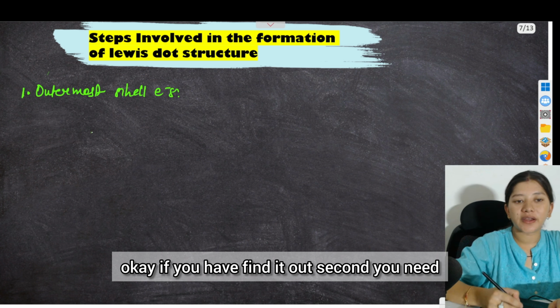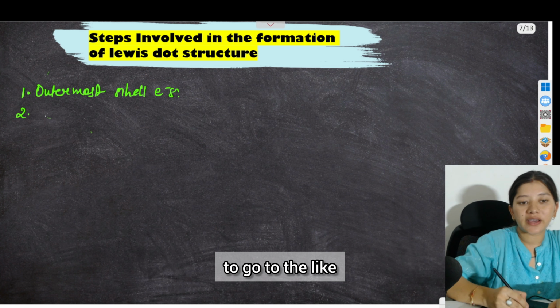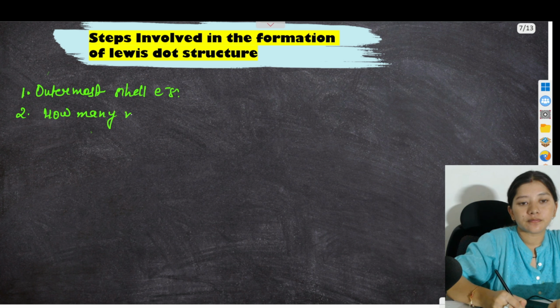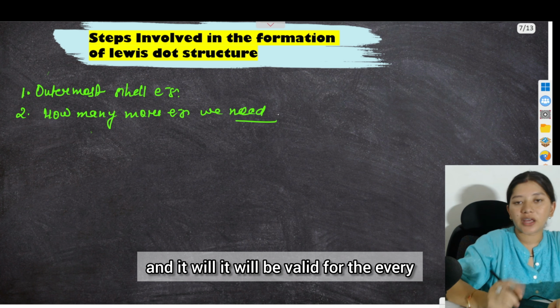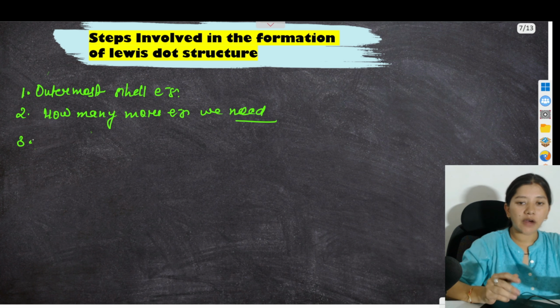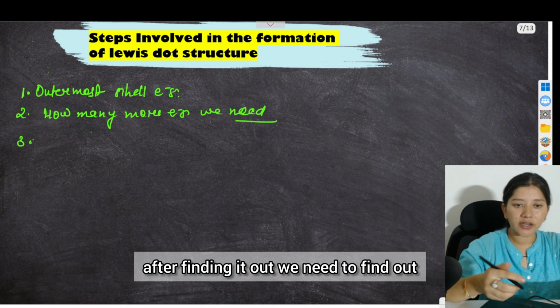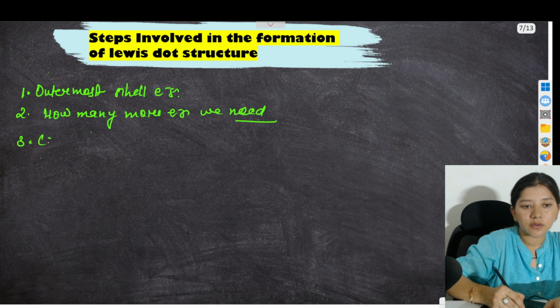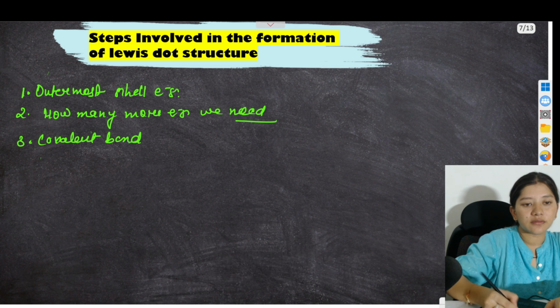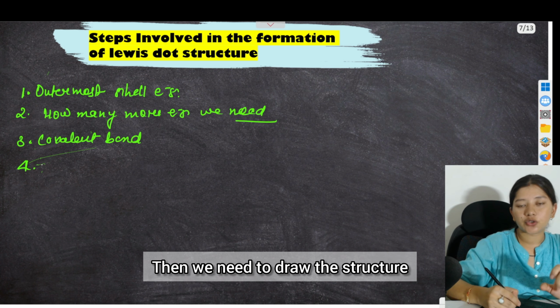Okay, once you have found it, second, you need to find how many more electrons are needed, and it will be valid for every atom in the molecule. Third, after finding it out, we need to find how many covalent bonds they are going to form for their stability. Then we need to draw the structure.